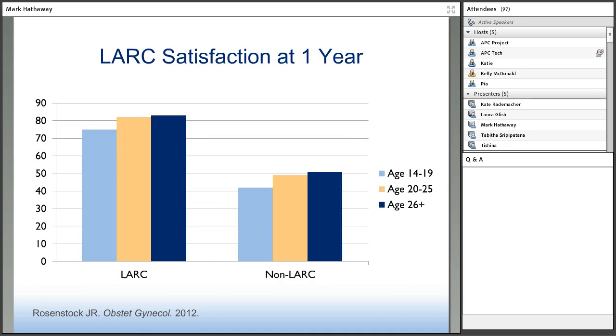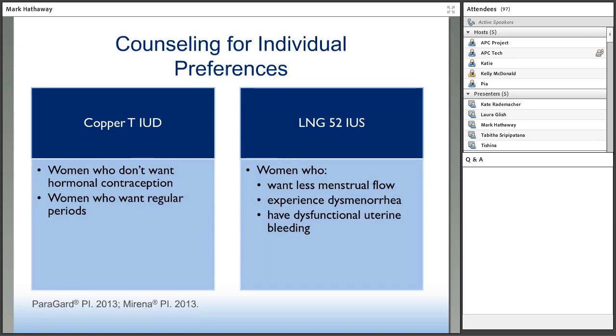They followed these women and asked them, would you recommend this method to a friend, or would you use it again for yourself? And to a high degree, there was high satisfaction. Women chose these methods and indeed liked them, continued with them, and would recommend them to friends. For all different age groups, there was higher satisfaction with all of the LARCs.